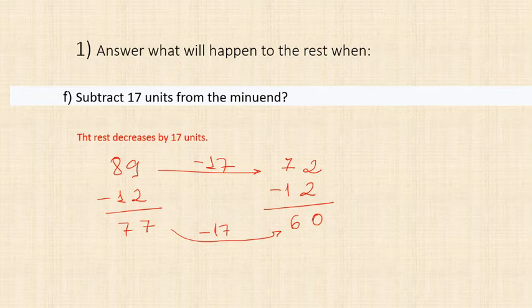Then what happens if I decrease? So I subtract 17 units from the minuend. So my rest decreases also. Let's see. 89 minus 12, it is 77. 89 minus 17, it is 72. 72 minus 12, it's 60. From 77 to 60, I subtracted 17 units, right?